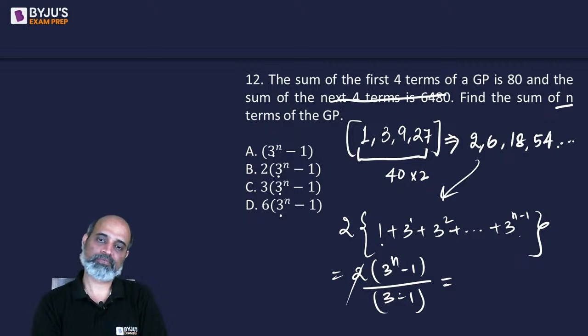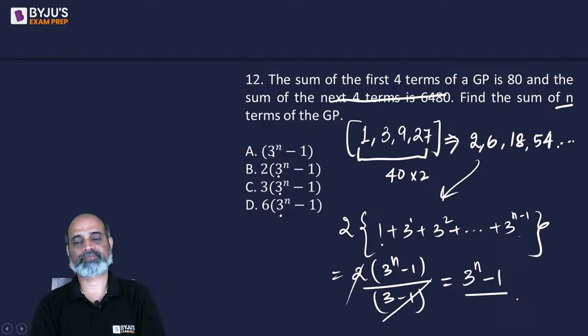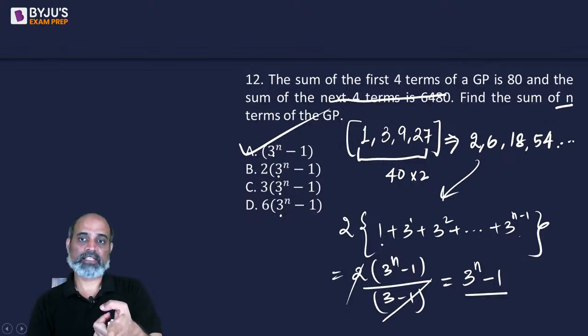So this results in 3 to the power n minus 1, right? So the option is A, but since we wanted the sum to be 80, we had to double it.